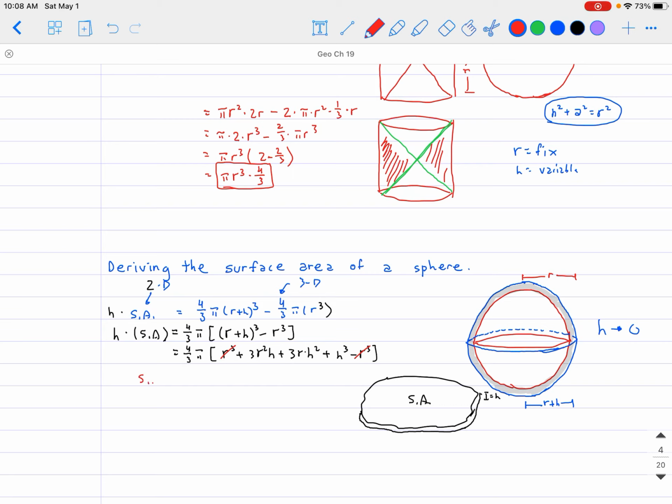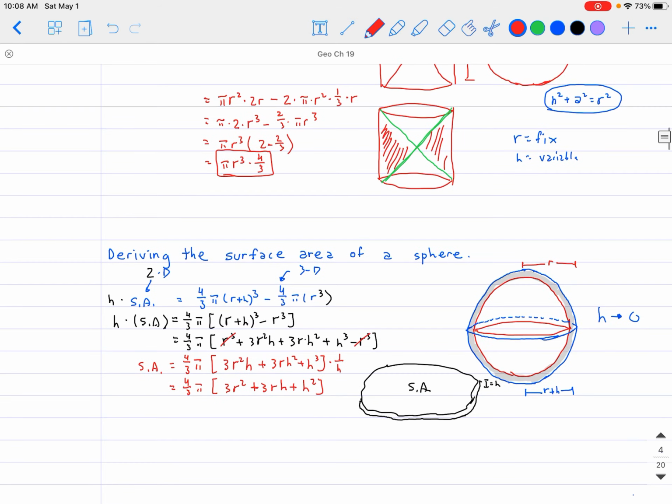So once again, solving for the surface area, which is what I need, is equal to, and I might as well at this point divide by h on both sides. So on the inside, we have 3r squared h, plus 3rh squared, plus h cubed, and divide by h on the outside. We can go ahead and divide through each term by h because they all contain h. So 4/3 pi multiplied by 3r squared, plus 3rh, plus h squared. And now here's the magical part. Remember what I said earlier.